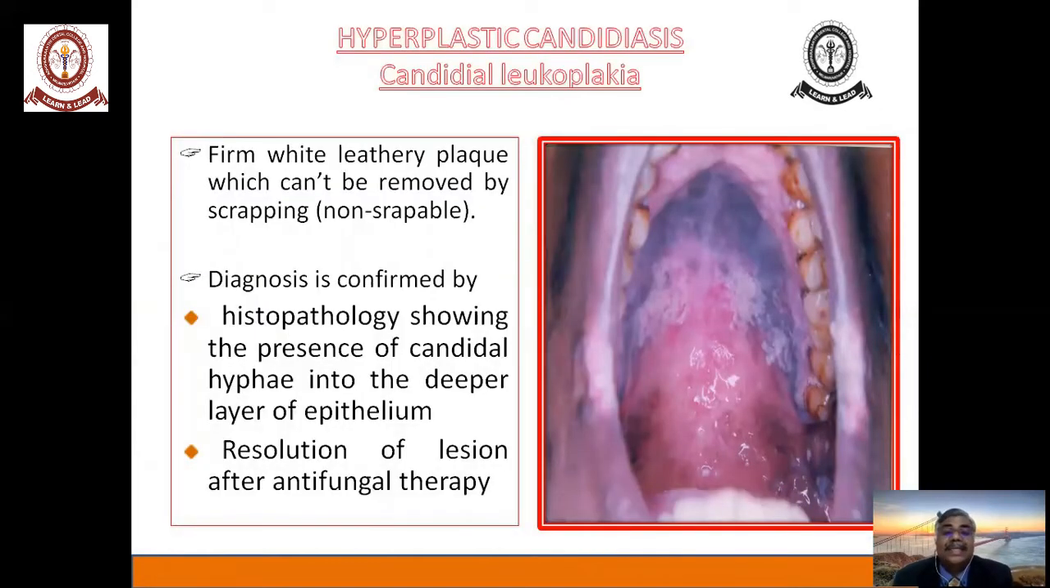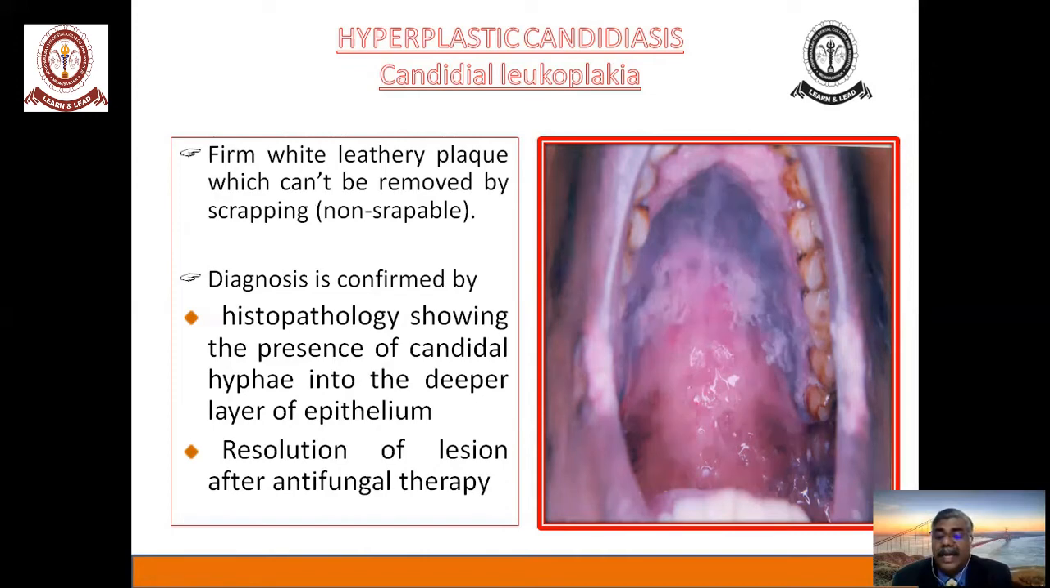The next type of candidiasis that we are going to discuss is hyperplastic candidiasis, popularly known as candidal leukoplakia. In contrast to pseudomembranous candidiasis, hyperplastic candidiasis is a non-scrapable lesion and it clinically may resemble a leukoplakia. So that is why the term candidal leukoplakia: even though it is an infection caused by the candidal organism, its clinical characters mimic leukoplakia. It is a firm white leathery plaque that cannot be removed by scraping.